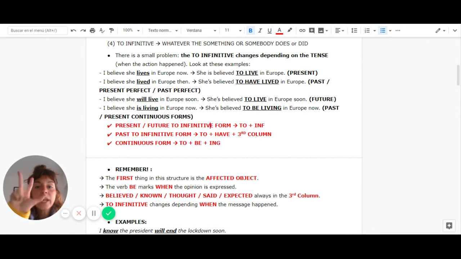So, 3 different forms for the to infinitive. Si la acción está en present or future, to infinitive, nothing new. If the main action, the most important action is in the past, uso to más have más la tercera columna. Y si el verbo principal está en la forma continua, pongo to plus be plus ing.